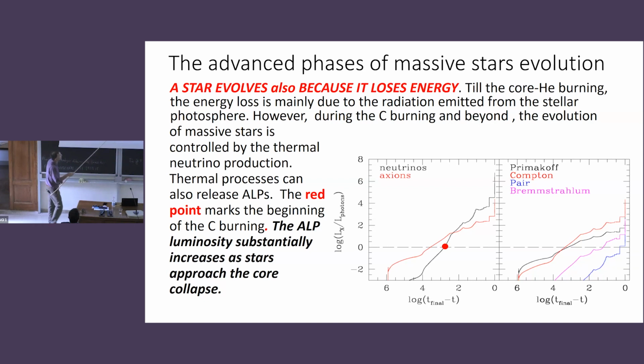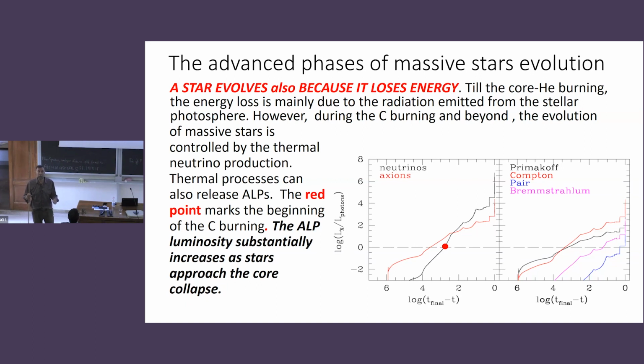So this means that, of course, these evolutionary phases are extremely short. So we have to be lucky. But if we can identify nearby red supergiants that are approaching the core collapse, in the carbon burning or neon burning or oxygen burning, we may have the opportunity to detect the axions emitted by these stars.